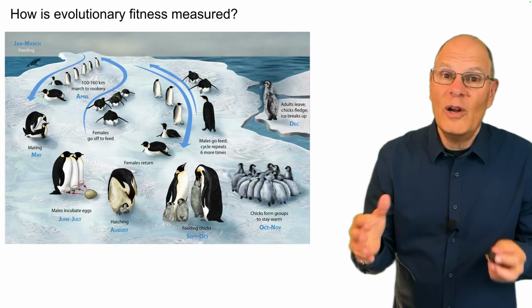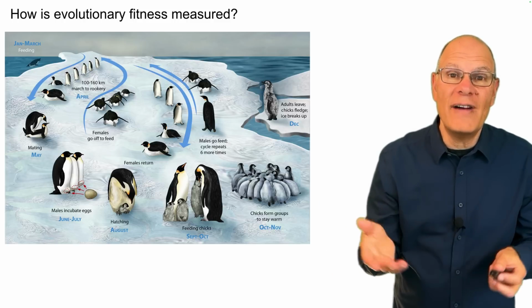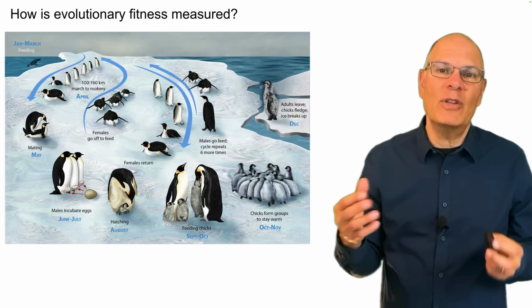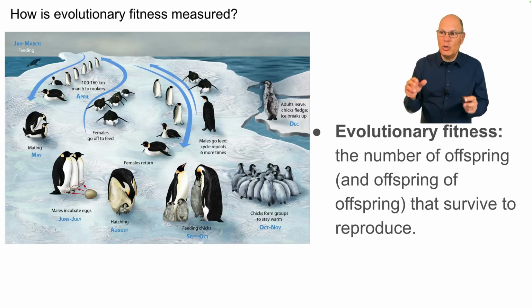We've been talking about various types of selection. Natural selection is often summarized as survival of the fittest. What does it mean to be fit? How is evolutionary fitness measured? Evolutionary fitness is not about strength or speed. It's the number of offspring and offspring of offspring that survive to reproduce.